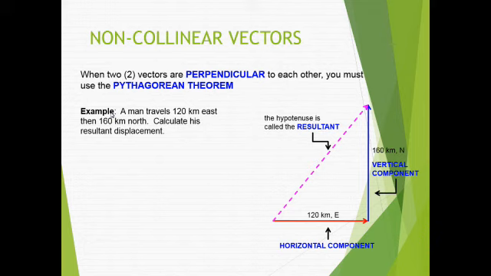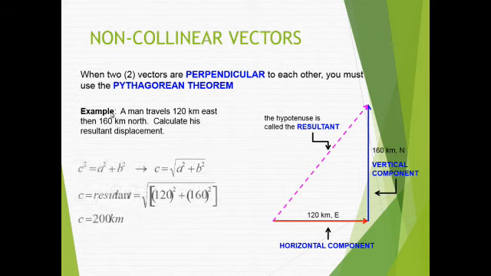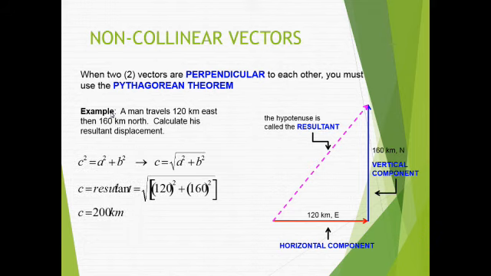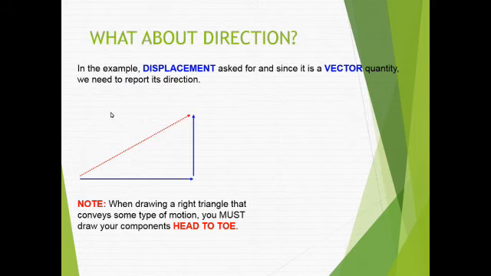The formula for that is c squared equals a squared plus b squared, or simply c equals the square root of a squared plus b squared. In the example, displacement asks for c, and since it is a vector quantity, we need to report its direction. Note, when you draw a right triangle that conveys the type of motion, you must draw your components head to toe.